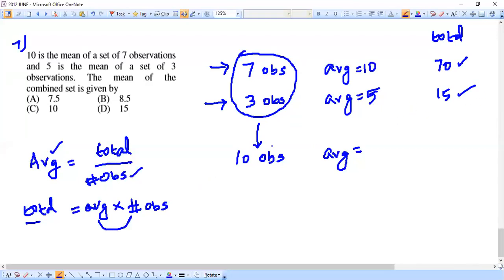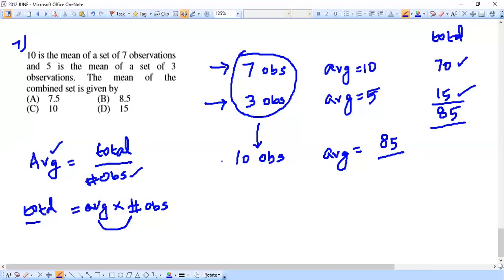Now all we need to find is the overall average of all the 10 observations. So I need the overall total. For the first 7, the total is 70. For the next 3, the total is 15. So the overall total is 70 plus 15, which gives 85. Very simple, right? Now we need to calculate the average. Average is the total of all the 10 observations, which is 85, divided by the number of observations.